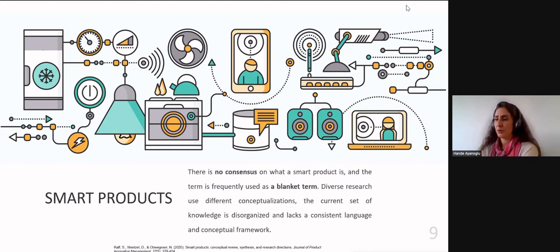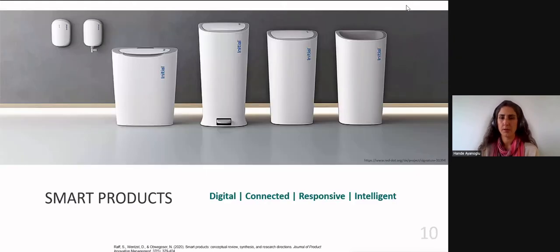When we say intelligent product or digital product, sometimes we think only about applications, but actually there are also real, physical, tangible products when we say digital products. There's a recent research from 2020 that tries to organize these terms. So what is a smart product? What do we call smart products? They have different sections. We can name a smart product as digital, connected, responsive, and intelligent.